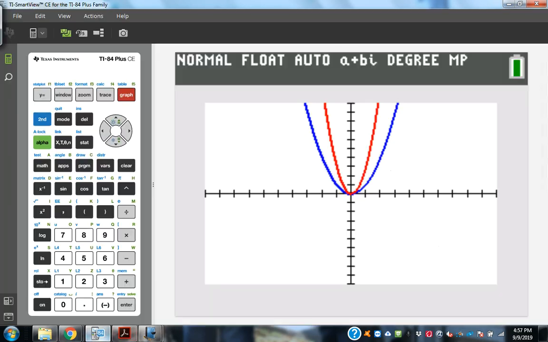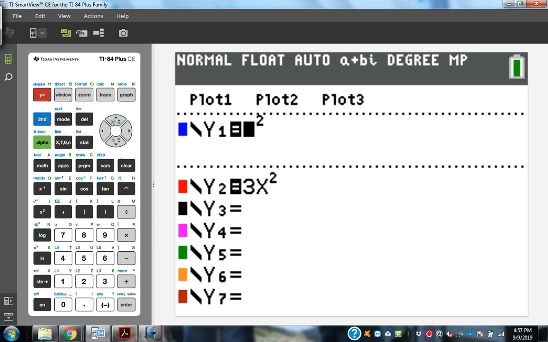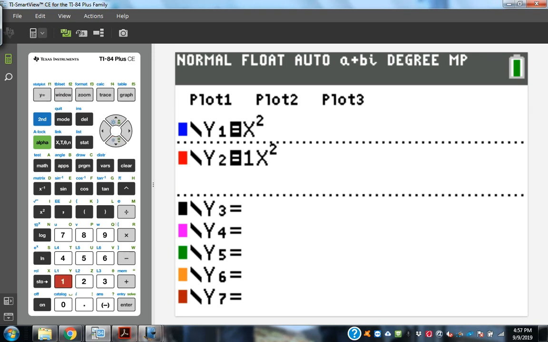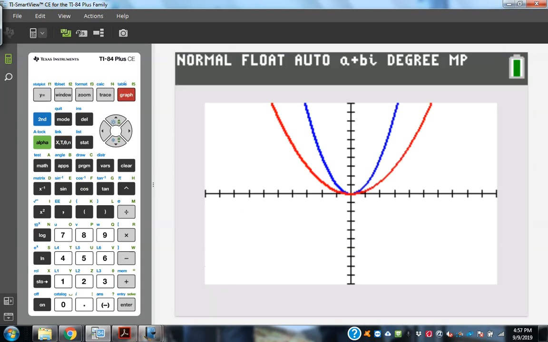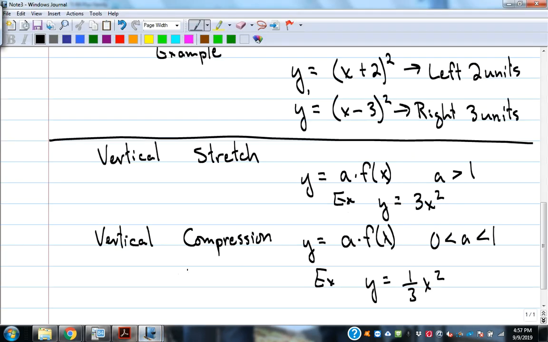If I look at that graph, instead of 3x squared, I'm going to put a 1/3 in the front. Hit graph. There's the original. The 1/3 looks like the graph got wider. It widened it out. So that's like a compression. So a vertical compression is multiplying by something on the outside. What size the number is just tells you whether it's a stretch or a compression. Big number, stretch. Small number, compression. Small number is less than 1.